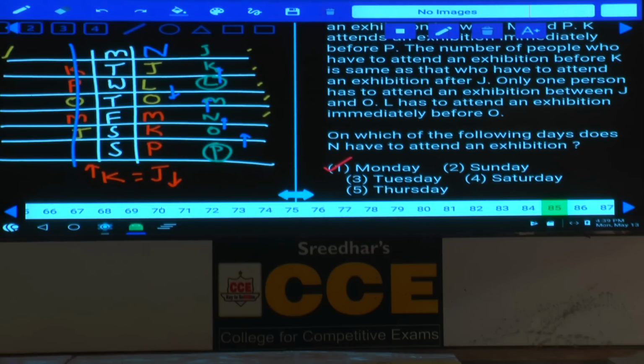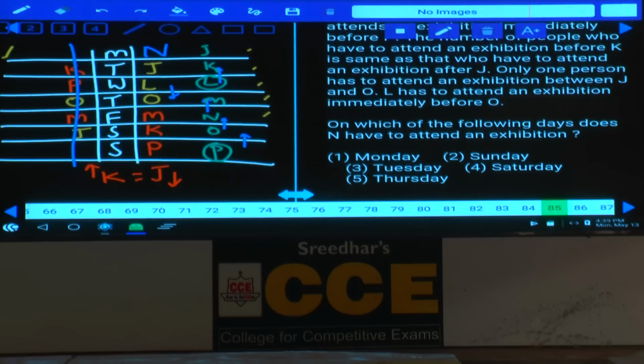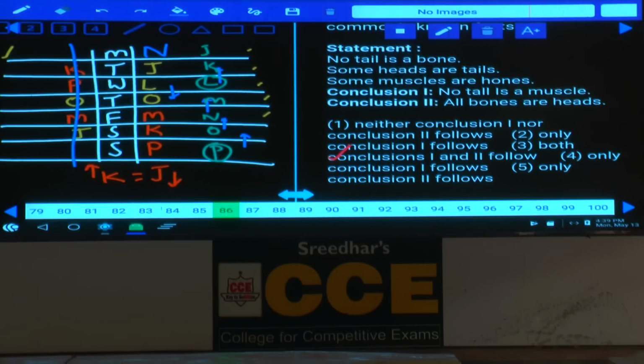Then 85. On which of the following days does N have to attend an examination? N has to attend an examination on Monday, choice 1 is the answer. Now this is about question numbers 81 to 85. Next one is 86 to 90.